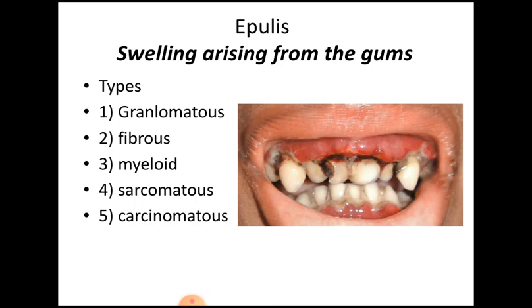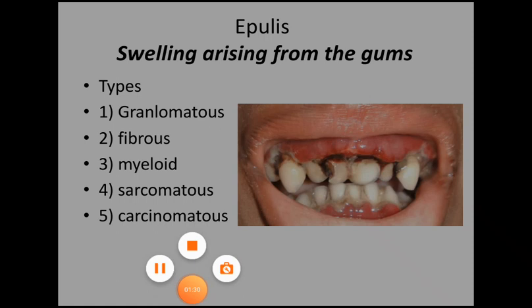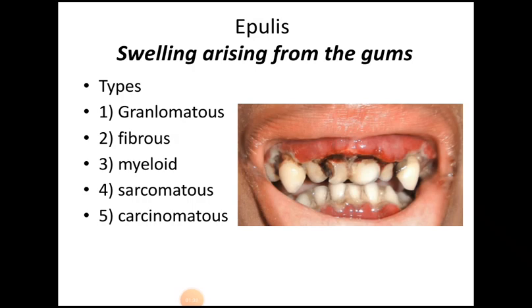The treatment is extraction of the tooth on both sides and then wide excision of the tumor. Why wide excision of the tumor? Because it may change into sarcomatous epulis. It may change into sarcomatous epulis.